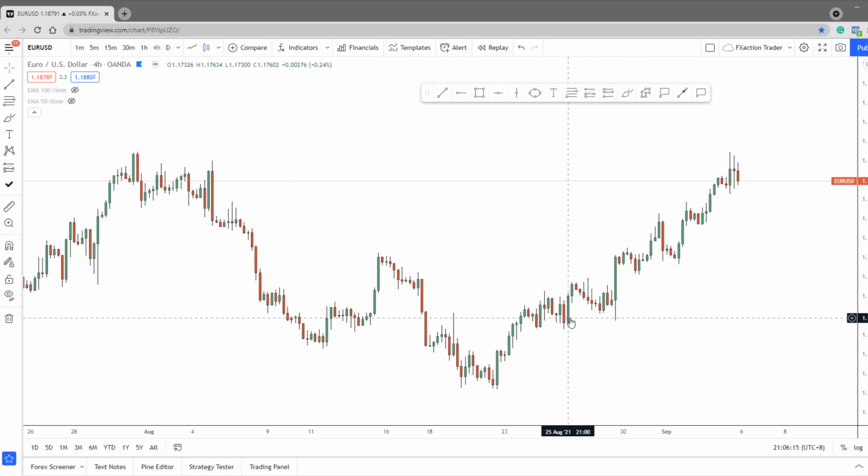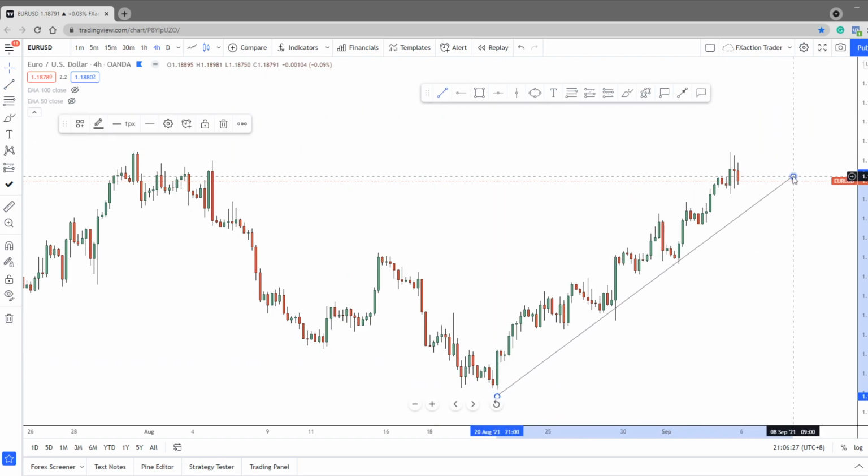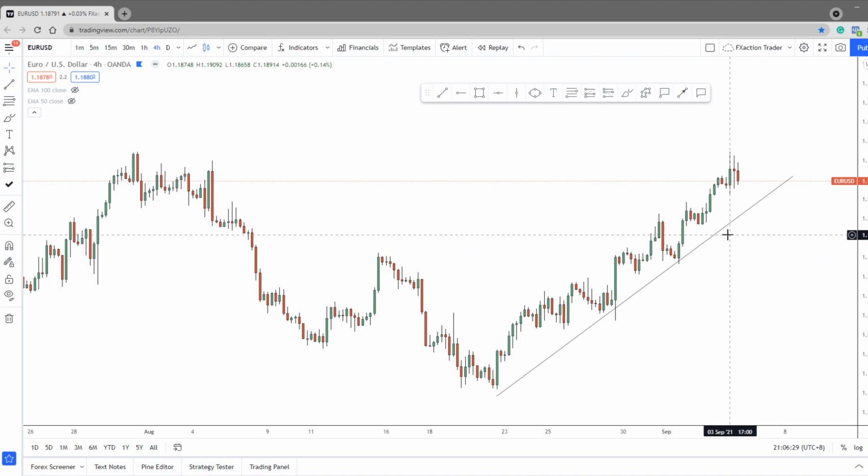So let us begin with Euro Dollar. By looking at this H4 chart, we can tell that this Euro Dollar is still in an uptrend. We still see the market making higher highs and higher lows, and the market did not create a new lower low. So in other words, the market is still in an uptrend.